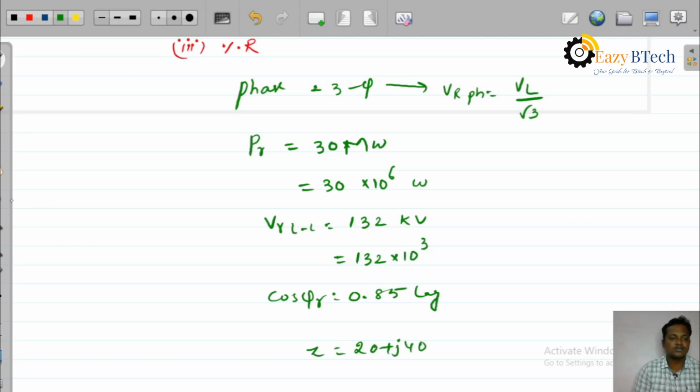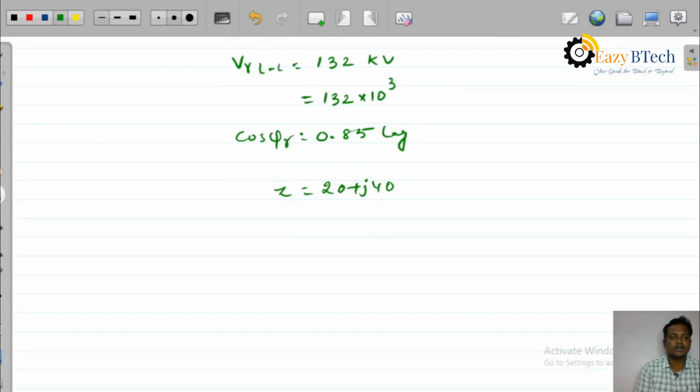If you convert this 20 plus j40 in polar form, it is 44.72 at an angle 63.43 in polar form. Okay, it is very convenient to substitute the values in polar form. That's why I'm converting all the terms into polar form.